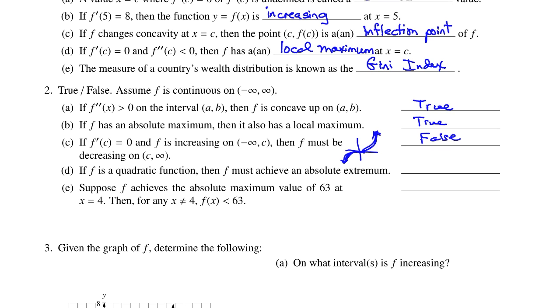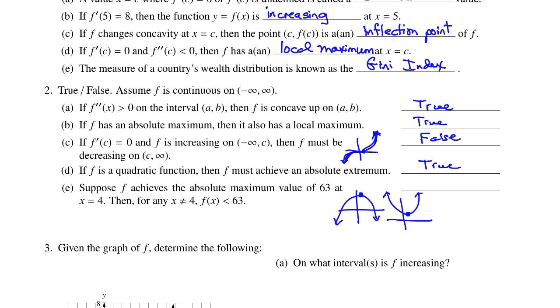D, if f is a quadratic function, then f must achieve an absolute extremum. That is true. So you either have a quadratic function that points down and you have a maximum, or you have a quadratic function that opens up and it has a minimum.